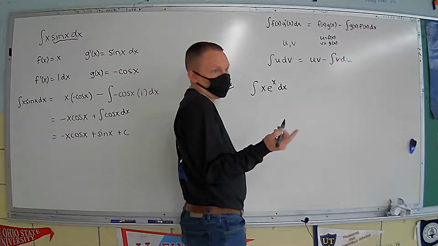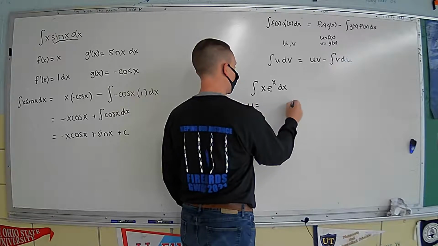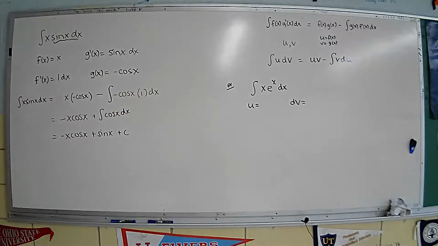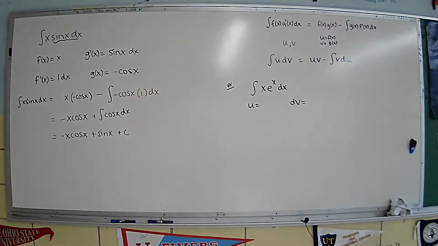Okay, so I'll use that U and V thing this time, just so you can see another look at it. I always start off like this. You're going to let U, or F, be something that gets simpler when you take the derivative, and you're going to let dV be something that is easy to anti-differentiate. So what do we think? U is x.